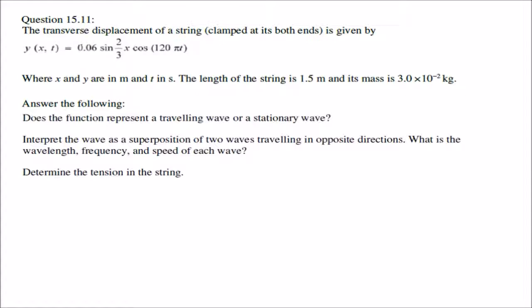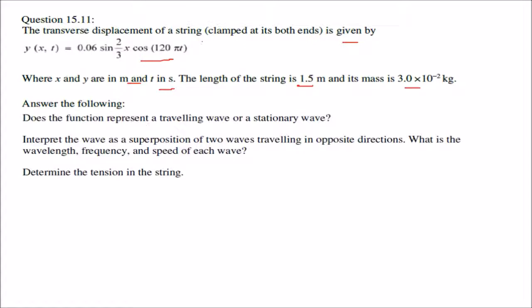The transverse displacement of a string which is clamped at both ends is given like this, y(x, t), where x and y are in meter and t is in second. The length of the string is 1.5 meter. Mass is given as 3.0 into 10 to the power minus 2 kg. You have to answer certain things.